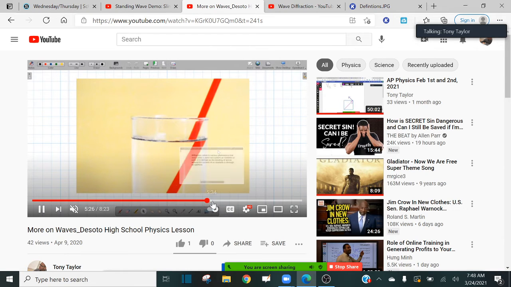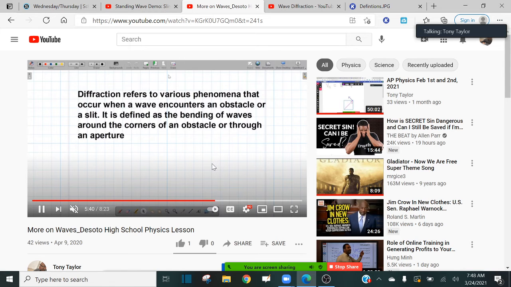I want to conclude the day talking about diffraction. Like refraction, diffraction also involves bending of waves, but you get diffraction whenever there's a bending of waves around corners of an obstacle or through a slit or an aperture. So let me read this in its fullness. Diffraction refers to various phenomena that occur when a wave encounters an obstacle or a slit. It is defined as the bending of waves around the corner of an obstacle or through an aperture.